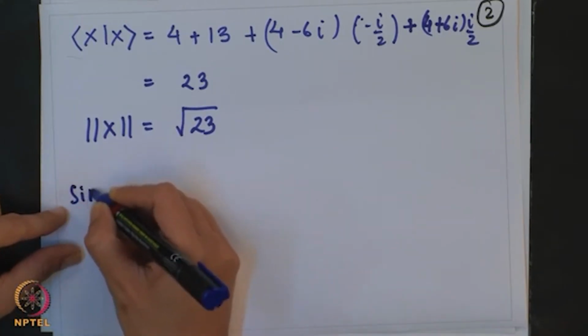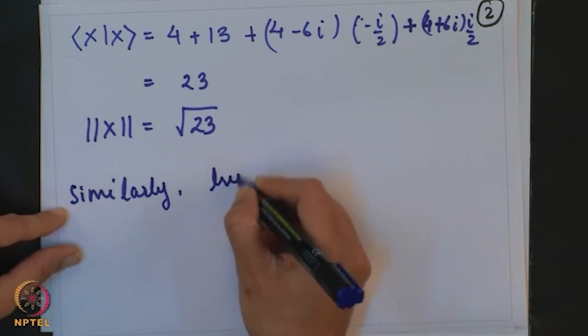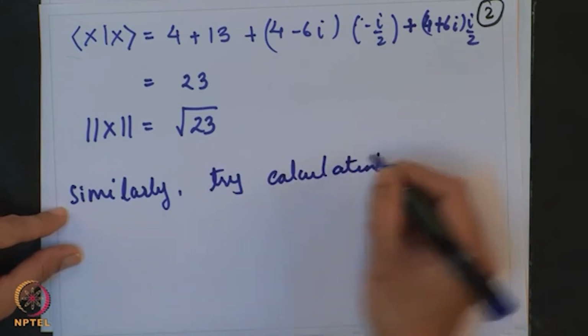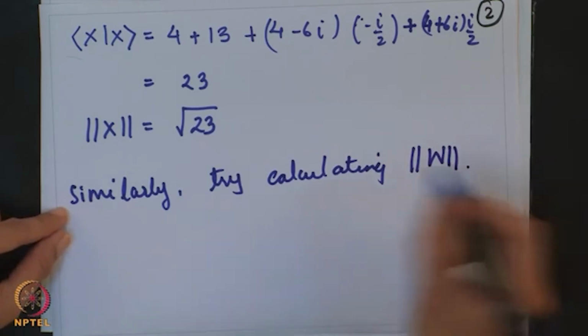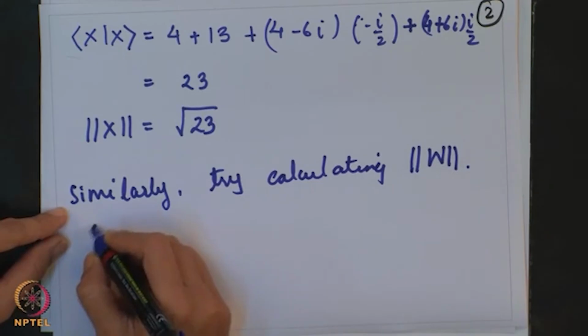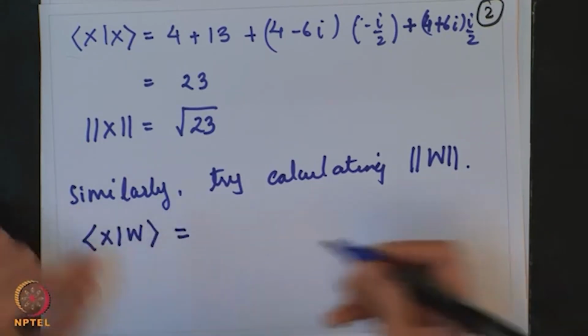Similarly, try calculating the norm of w. In a similar manner, you can just calculate the norm of w. The next part of the question is to evaluate <x|w>.